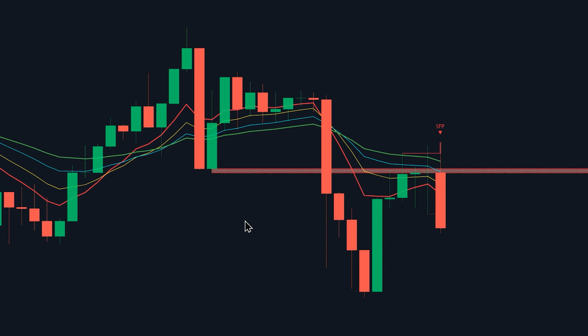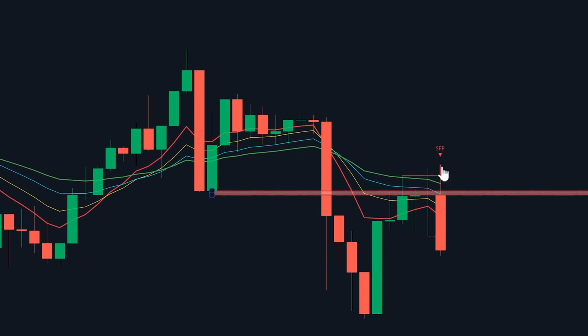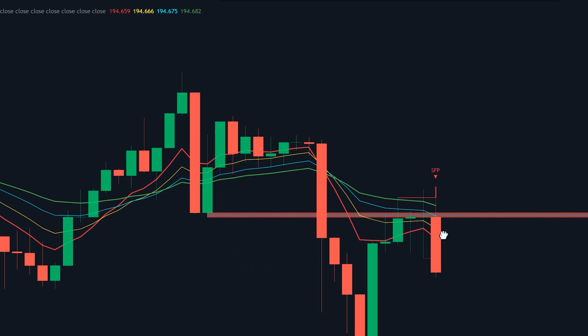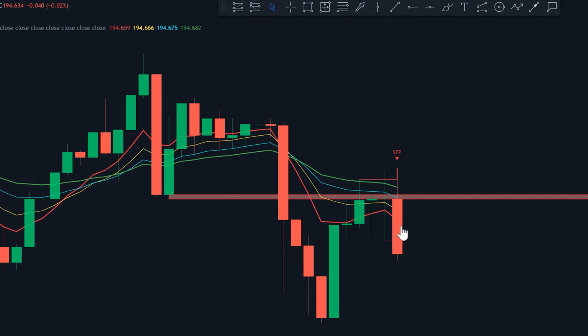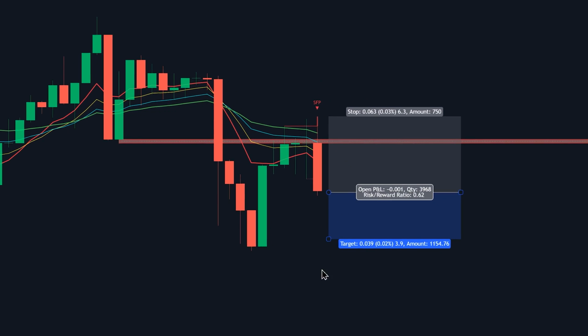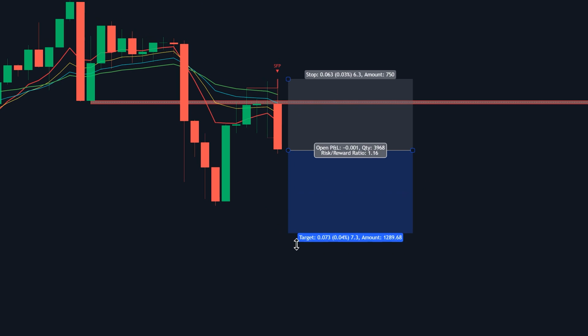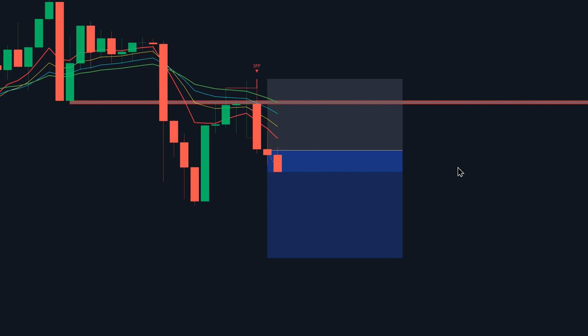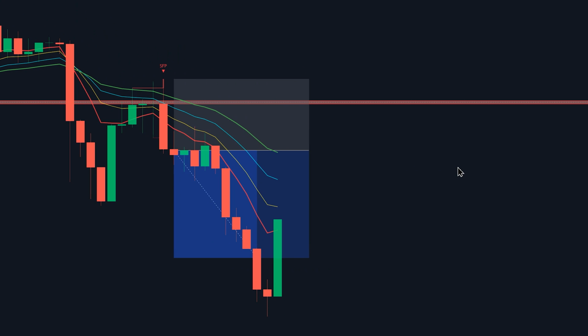So having a retest alongside a swing failure pattern within a bearish trend increases the probability of this trade turning out profitable. We enter a short position here. The stop loss goes right at the most recent swing high. And then for the take profit, we're going to target a risk-reward ratio of 1.5. Letting the trade run and take profit.